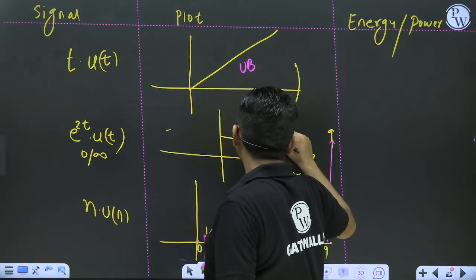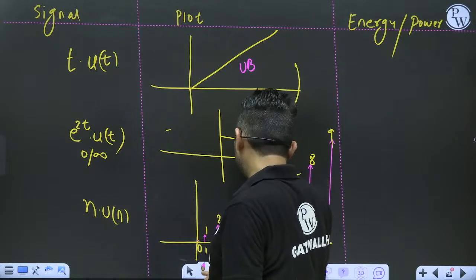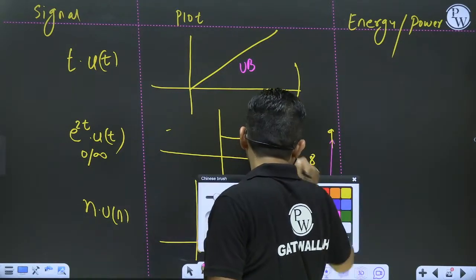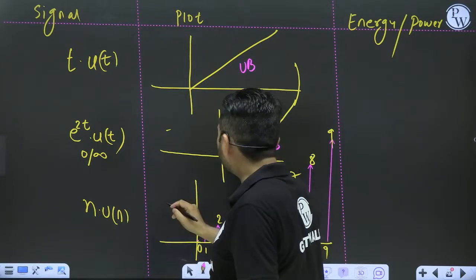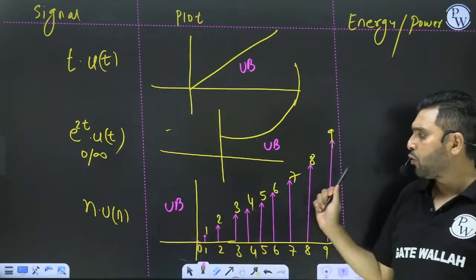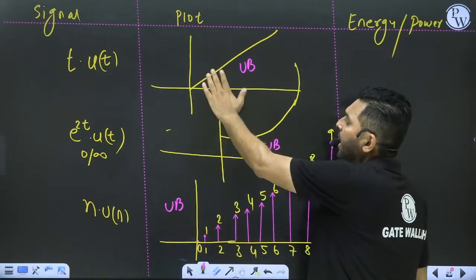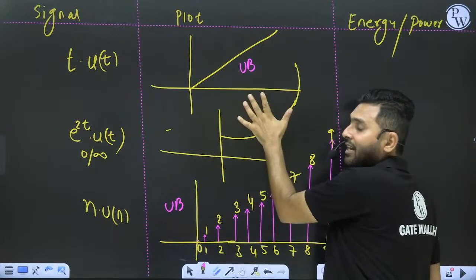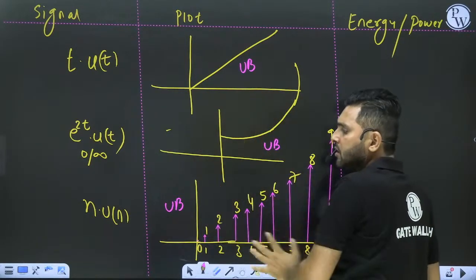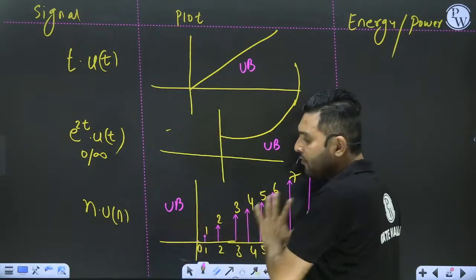This is also an unbounded function. Also an unbounded function. That is also an unbounded function, because definitely the value will go towards infinite. Also, if you take the area under the curve of this function, it comes out to be infinite.